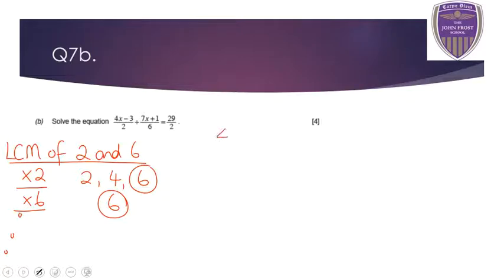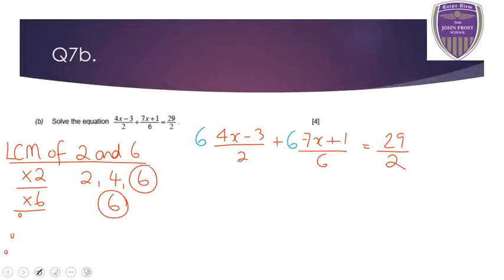So I'm just going to rewrite down what we've got. 4x minus 3 over 2 plus 7x plus 1 over 6 equal to 29 over 2. So I'm going to multiply everything through by 6. And the reason we can do that is because how many 2's are in 6 is 3. The 6 with the 6 will cancel out, and the 2 into the 6 is 3.